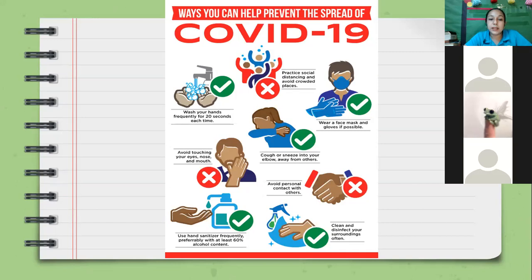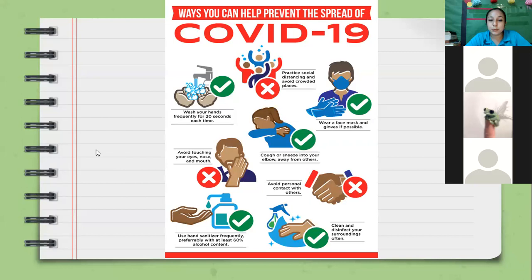Maybe every moment, yeah, if it's possible, with at least 60% of alcohol, yeah? And clean and disinfect your surroundings often. Okay, that means your cell phone, the table, all the things that you use. So these are general rules that we apply every day when we go out, when we go to different places, because it is necessary, okay, for protecting all of us.